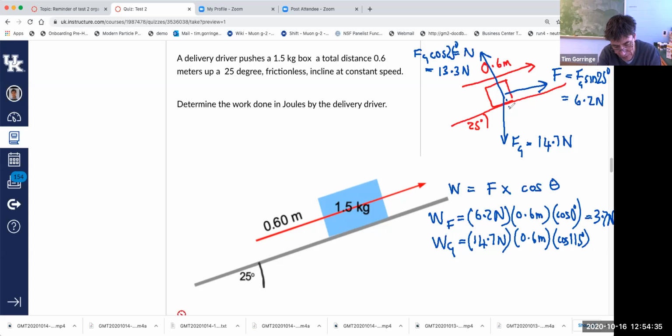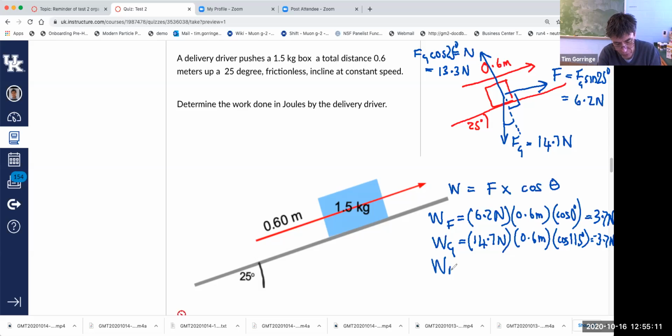And we can see that, imagine this line here that's perpendicular to the incline. There's 90 degrees here, and there's 25 degrees here. And so 90 plus 25 is 115. And so that's the 115 degrees between the direction of gravitational force and the direction of motion. If you calculate this, then you get minus 3.7 newtons.